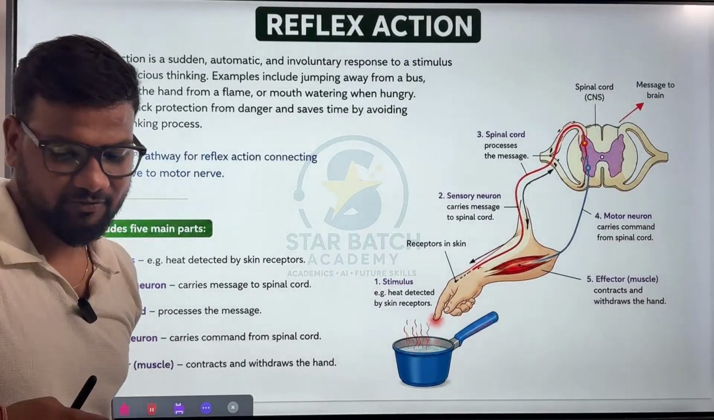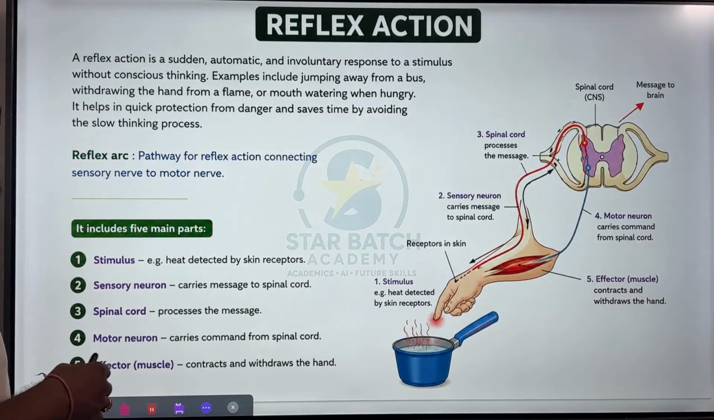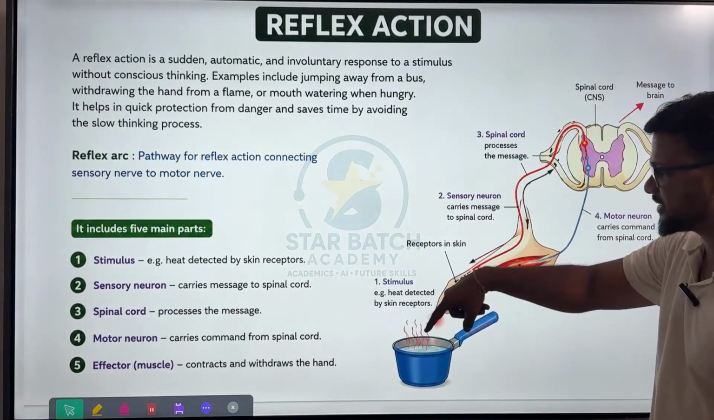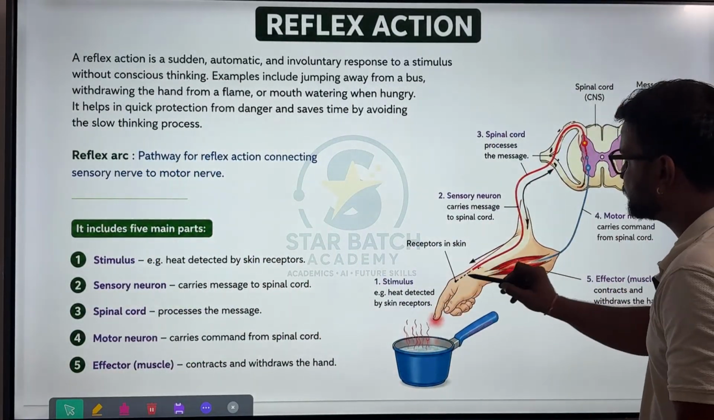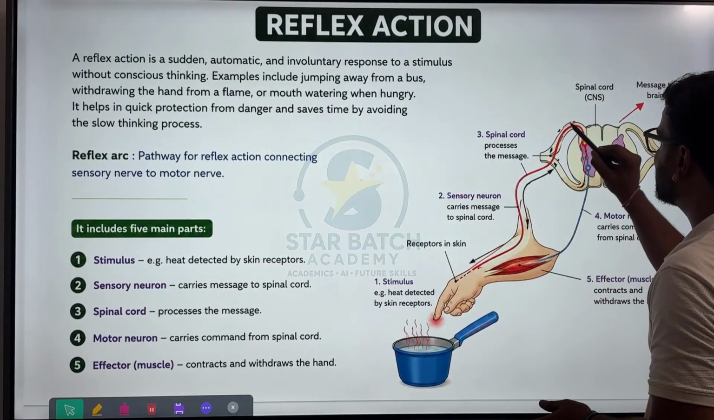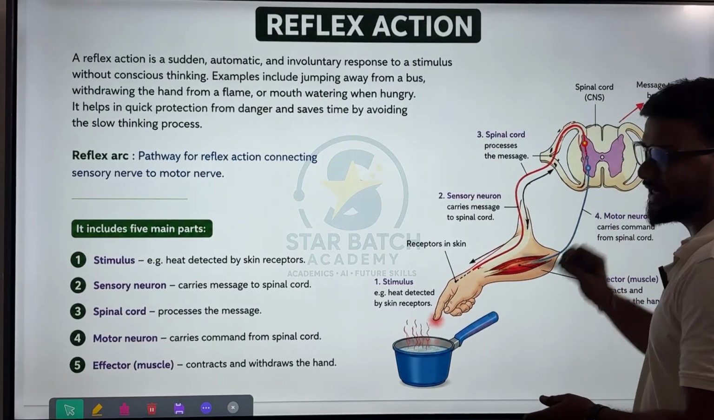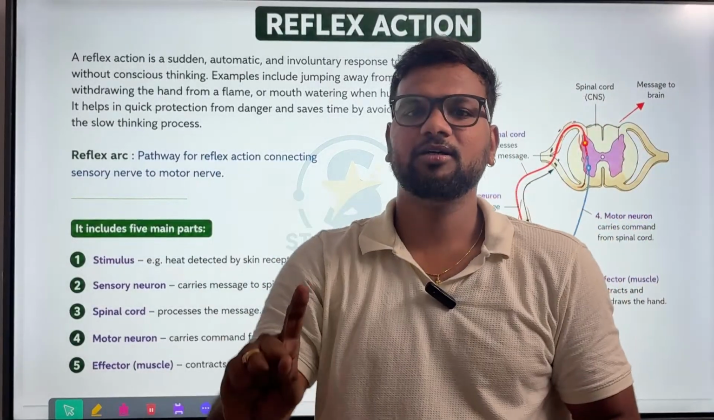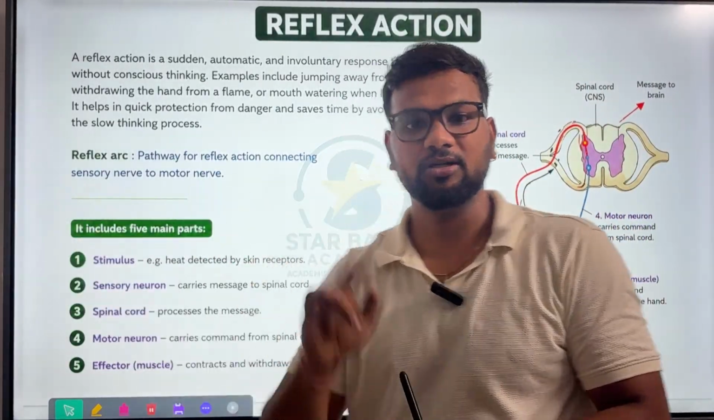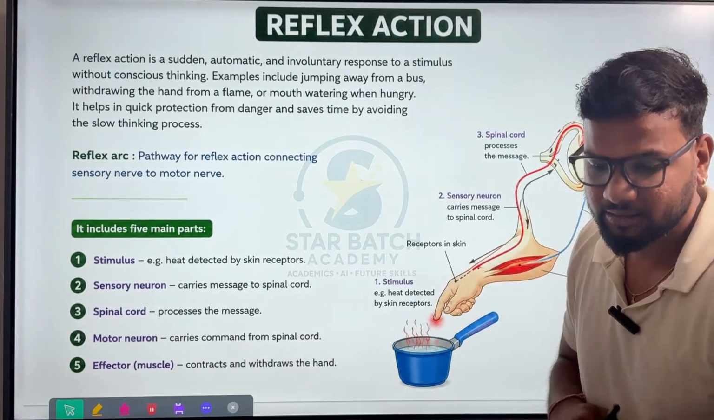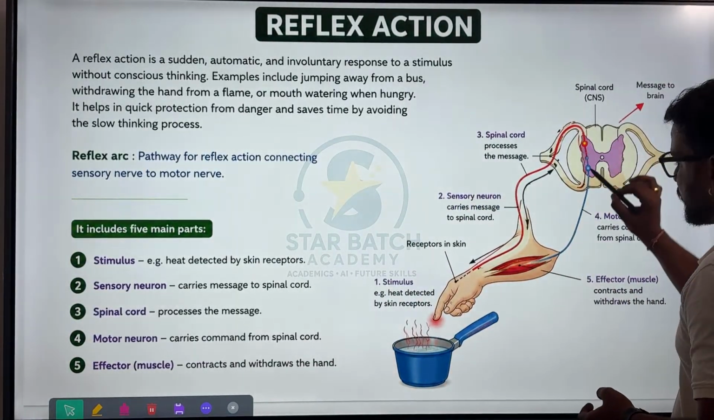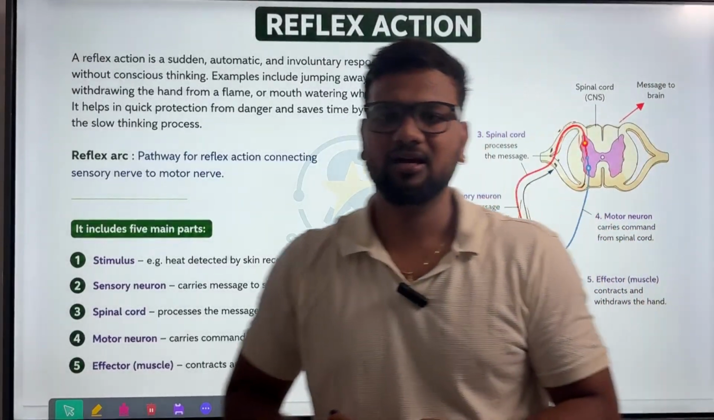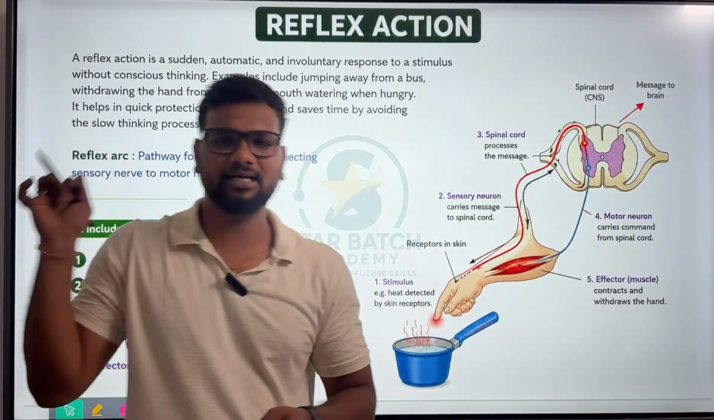A reflex arc. Okay, most important. So what is this reflex arc? Reflex arc is nothing but, see, when you touch the stimulus, the heat object, the information will be passed to the spinal cord, and the spinal cord itself gives the response, not the brain. Remember, spinal cord itself gives to the effector, means muscle, to take that back.